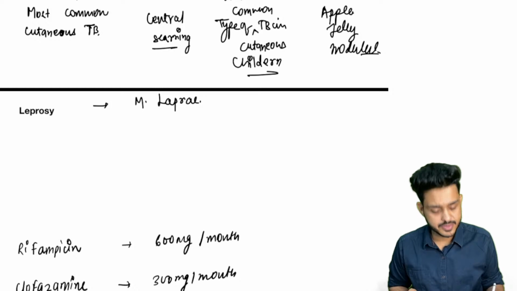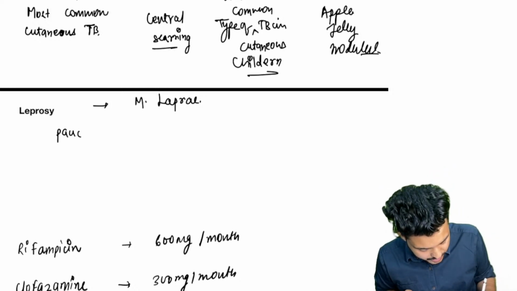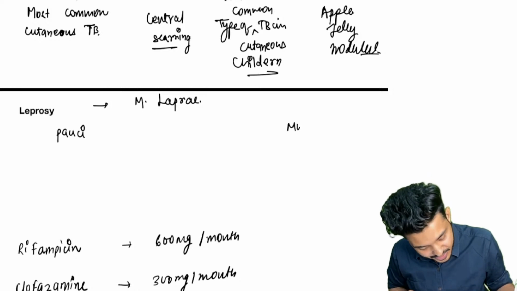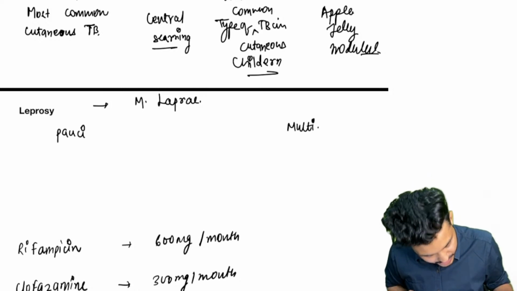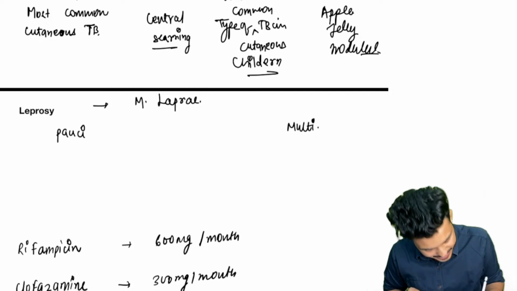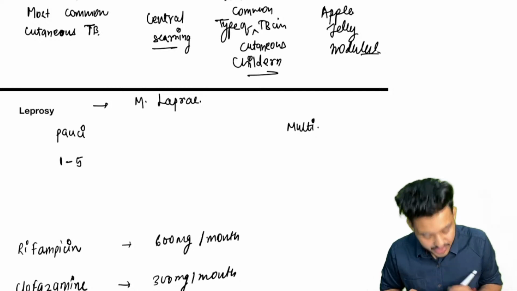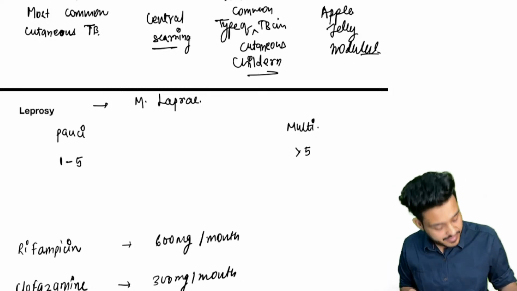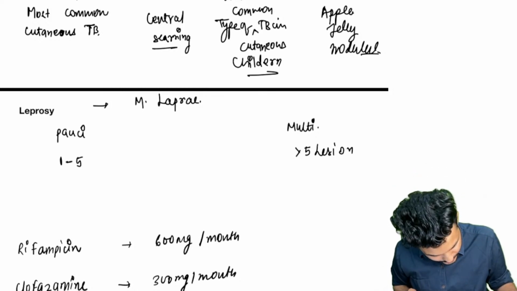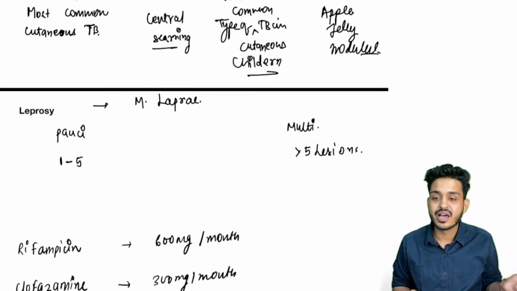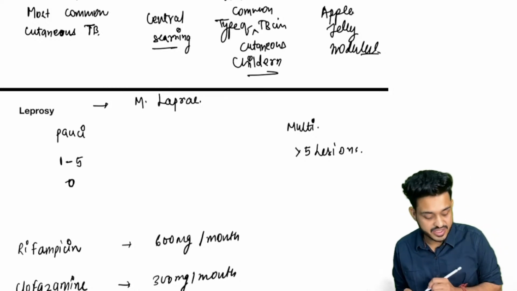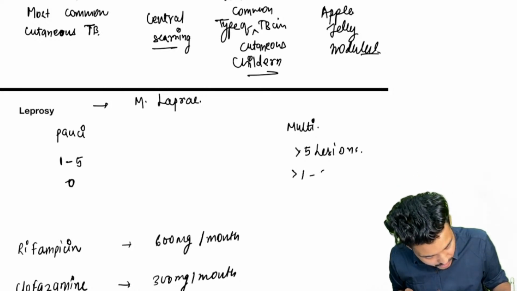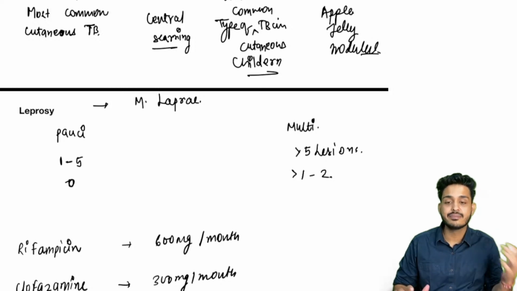We are having two types of leprosy. We are dividing it into two types. First one is your paucibacillary, second one is your multibacillary. In paucibacillary there will be 1 to 5 lesions, and in multibacillary there will be more than 5 lesions. When we talk about the nerve involvement, it can be 0 or 1 sometimes, but it will be more than 1 or 2 nerve involvement seen in the multibacillary.